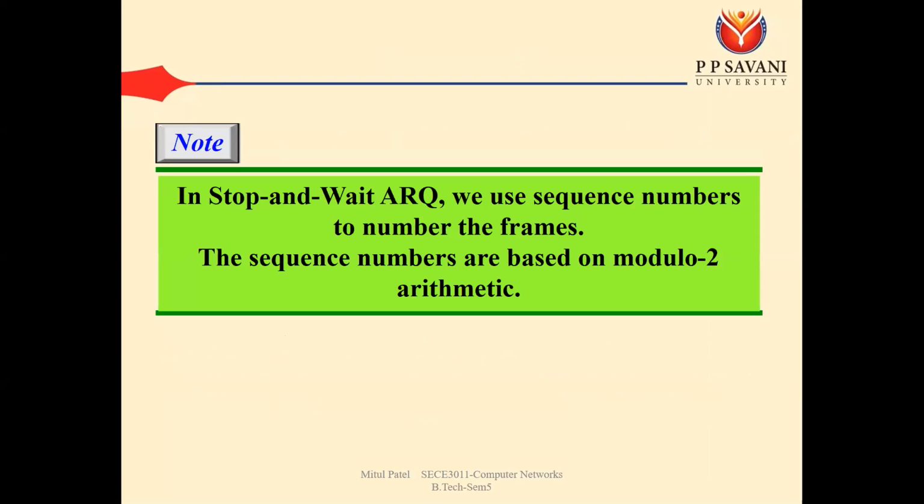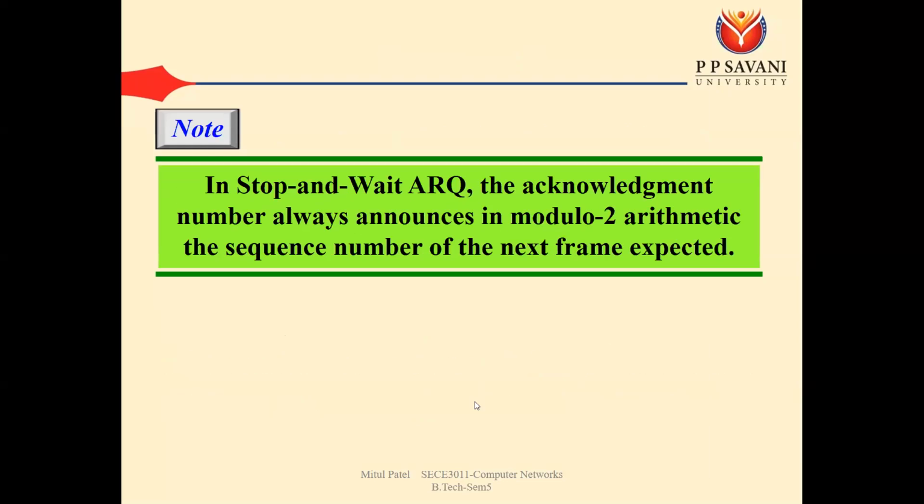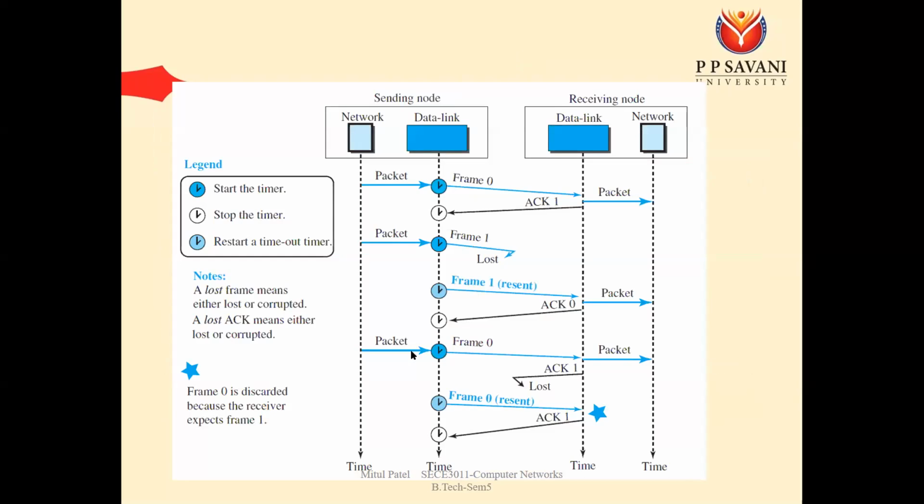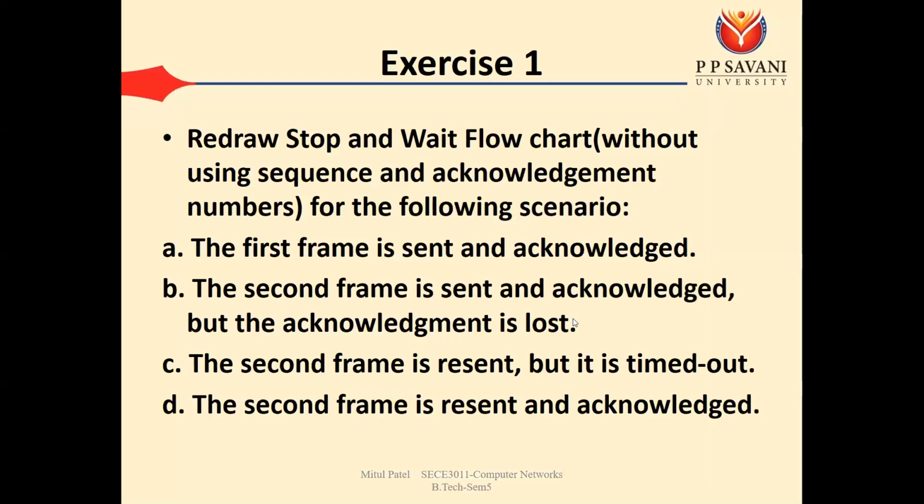We can say that in stop and wait ARQ, we use sequence numbers to number the frames, and the sequence numbers are based on modulo 2 arithmetic. The sequence numbers start from 0 1, 0 1, 0 1, while the acknowledgement numbers are also modulo 2 arithmetic, starting from 1 0, 1 0, 1 0, and the acknowledgement number indicates the next frame to receive. Here acknowledgement 1 means the next frame we want is frame 1. Here acknowledgement 0 means the next frame we want is frame 0, like that.